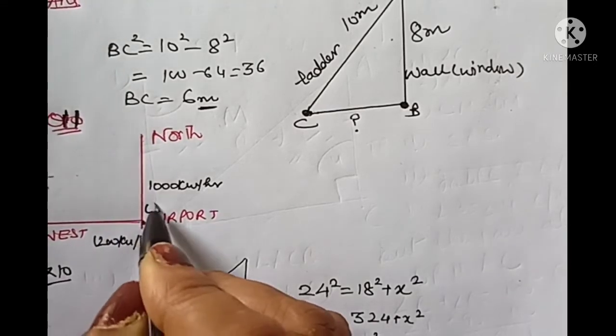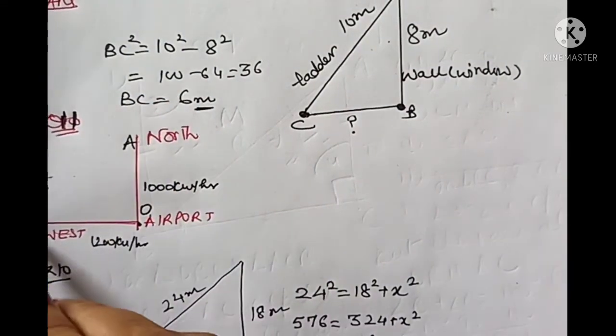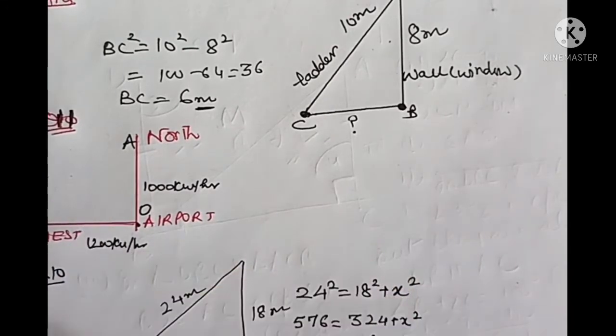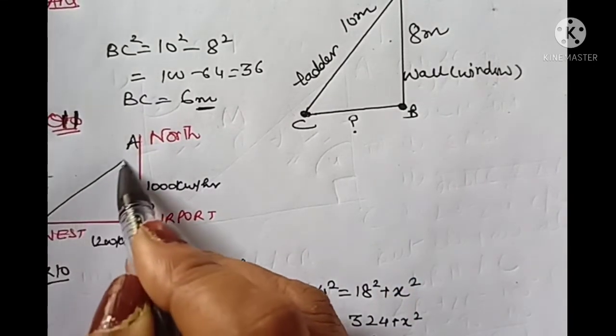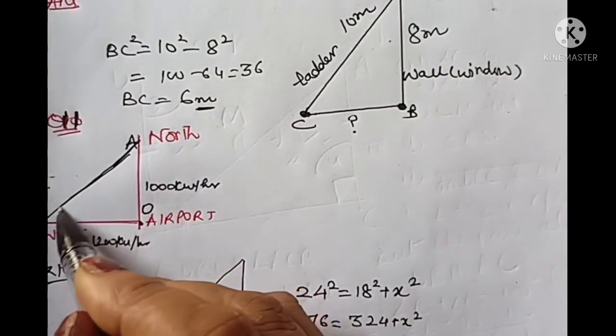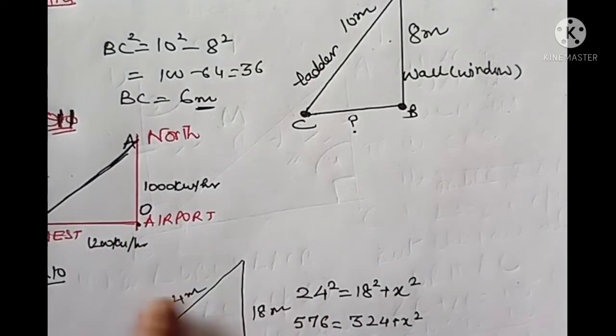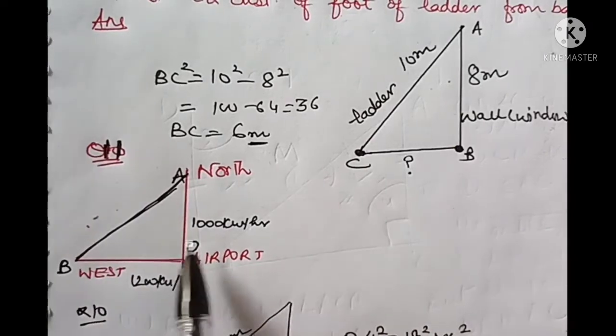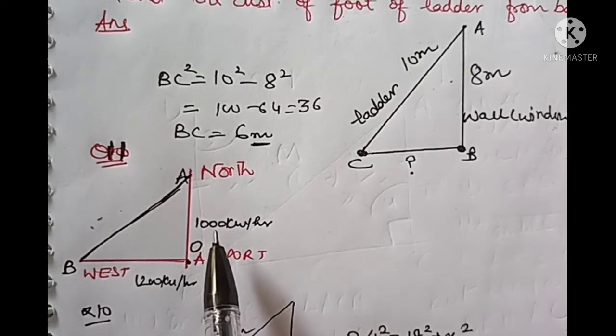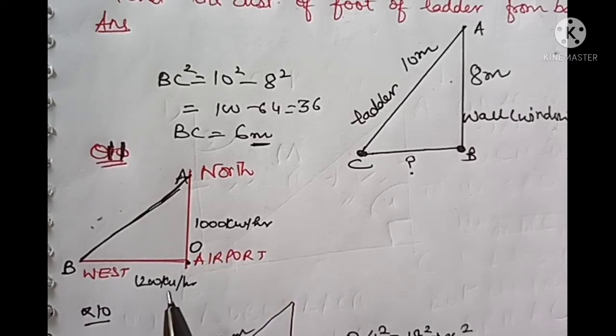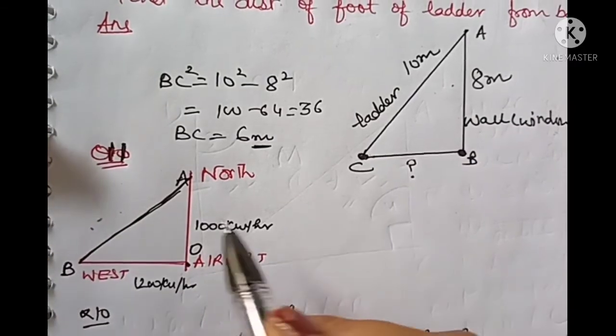Now let this point be O, A and B. We have to find where they will be after 1.5 hour. Means we have to find out distance AB, but after 1.5 hour. Mind it, students, this is not the distance, it is the speed. So do not apply Pythagoras theorem on 1000 and 1200. Remember this. So first we find out the distance.